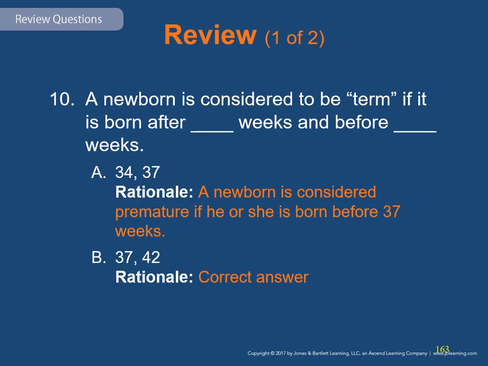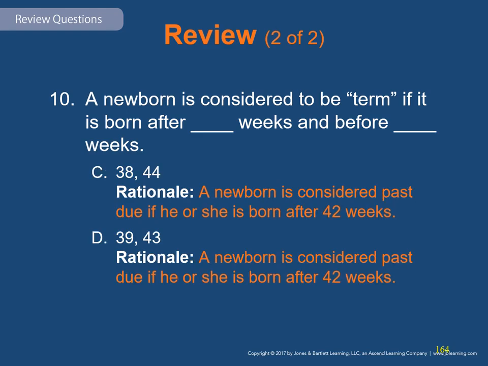Answer A. A newborn is considered premature if he or she is born before 37 weeks. Answer B is the correct answer. Answer C. A newborn is considered past due if he or she is born after 42 weeks. Answer D. A newborn is considered due if he or she is born after 42 weeks.